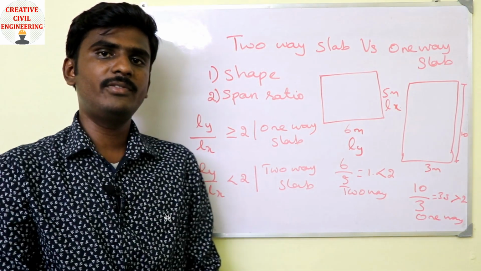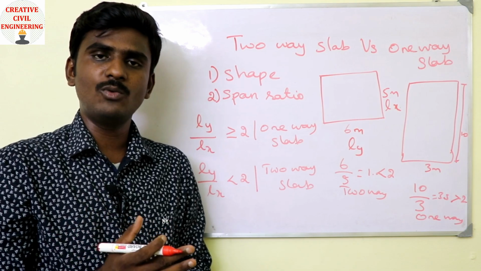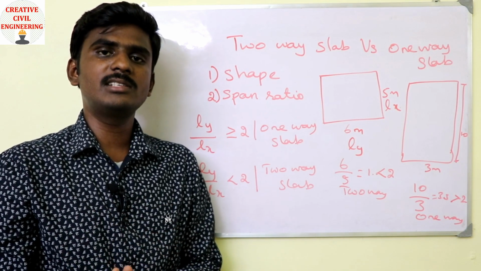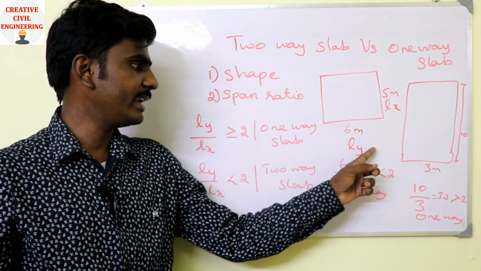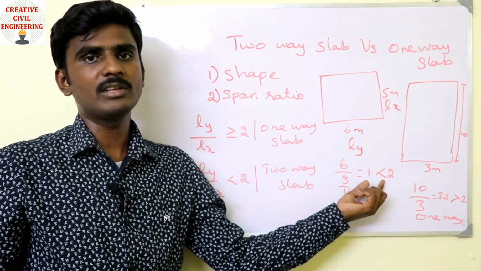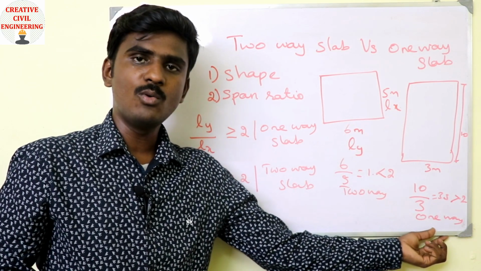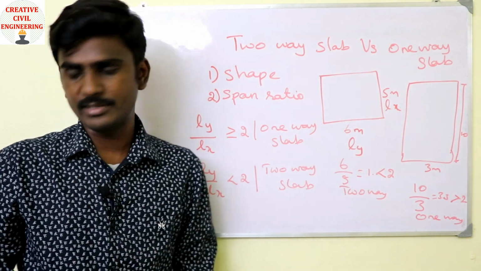Okay, so the second difference basically depends upon the span length. The largest dimension is Ly, and the smallest dimension is Lx. When you see the ratio between Ly and Lx, if it is less than 2, that is a two-way slab. If it is greater than or equal to 2, that is a one-way slab. So this is the second difference.